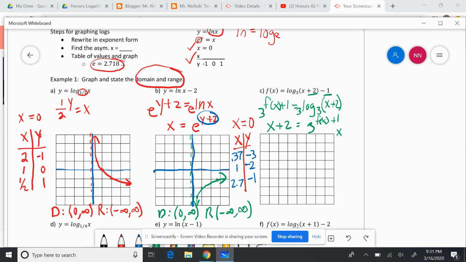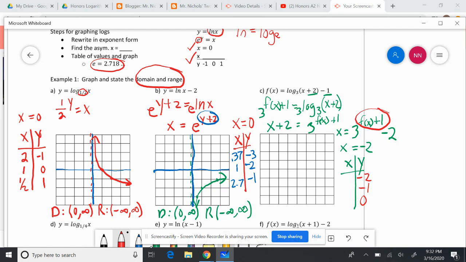Then what we have to do is subtract the 2. So what we have is x is equal to 3^(f(x)+1), and then we're going to subtract 2. We have a vertical asymptote at -2. We're going to come up with our table of values. Because what we have here is an f of x plus 1, we're going to start with -1 for y, -2, and 0.